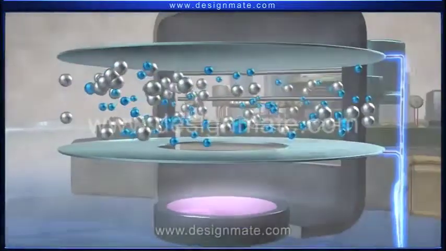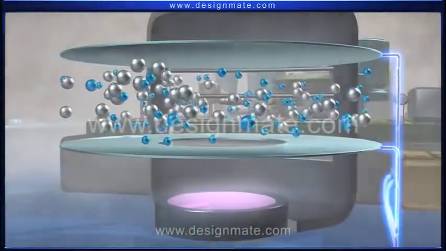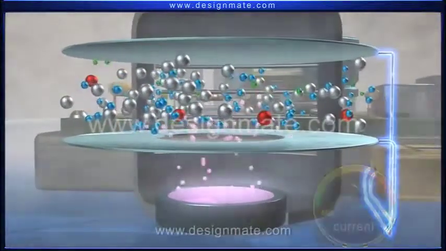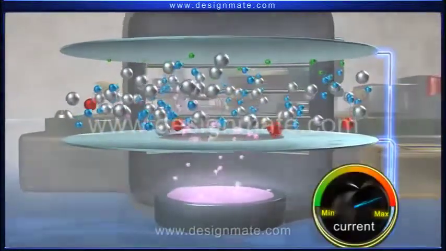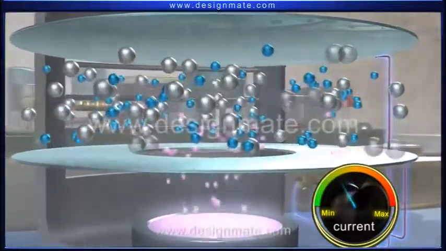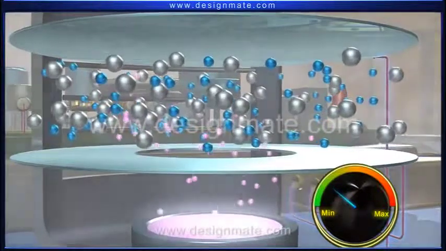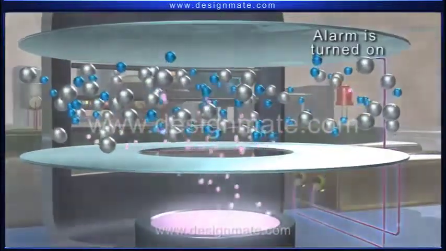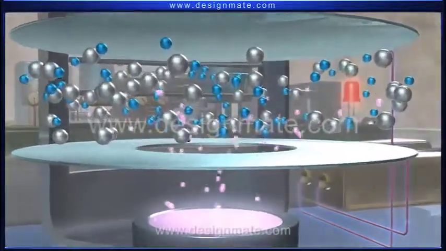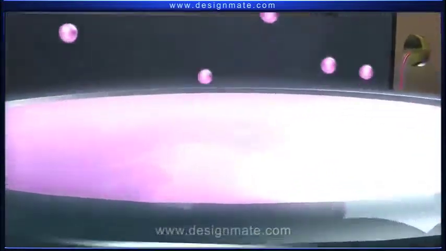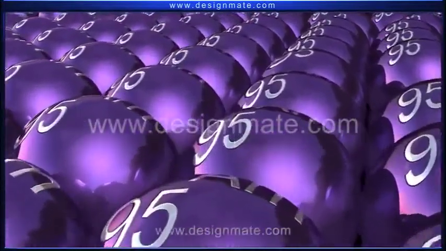As a result, density of air particles within the chamber decreases. Simultaneously, the rate of ionization of air particles decreases, due to which current in the circuit goes down. This drop in current is detected by the circuit, and the alarm is turned on. Let us investigate what are these special kinds of particles emitted from americium and the reason behind their emission.